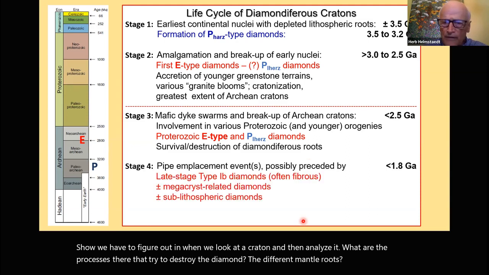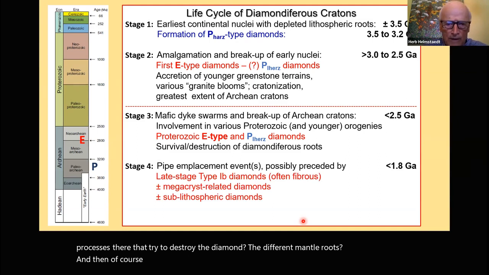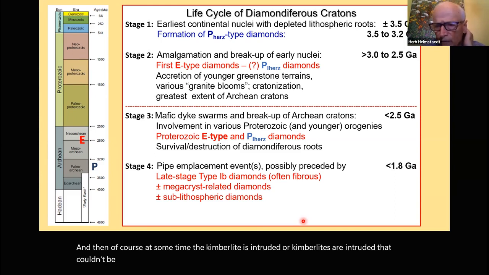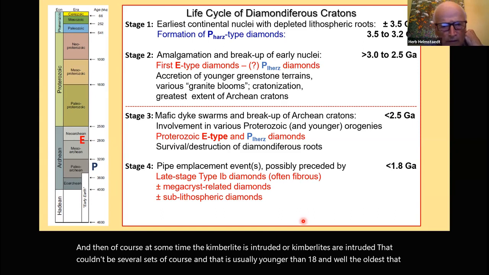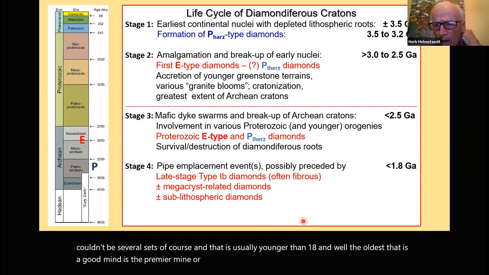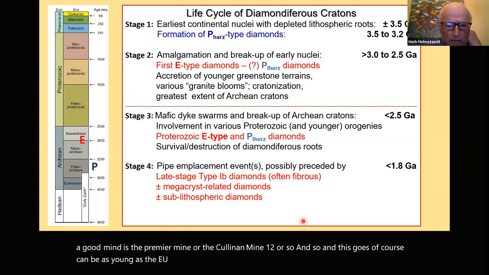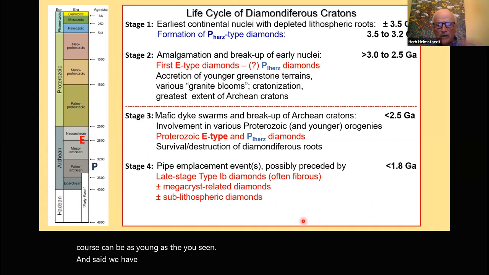And then, of course, at some time the kimberlite is intruded, or kimberlites are intruded. There can be several sets, of course, and that is usually younger than 1.8 billion years. The oldest that is a good mine is the Premier mine or the Cullinan mine, 1.2 or so. And this can, of course, be as young as the Eocene, as we have certain pipes in the Lac de Gras field in the Slave Province.